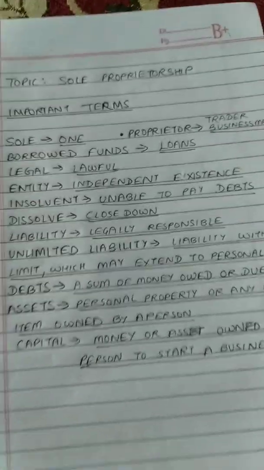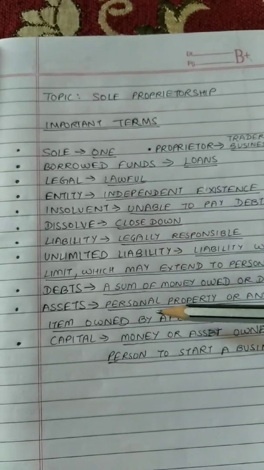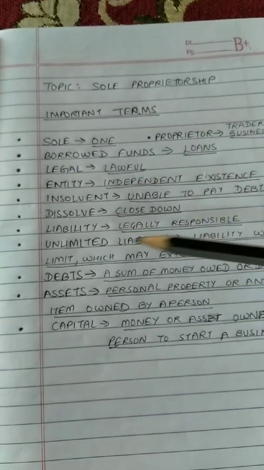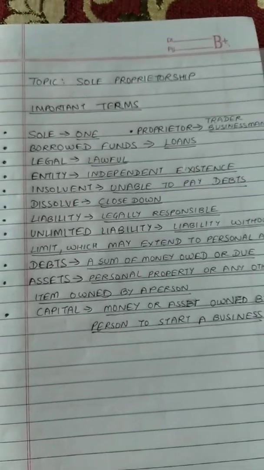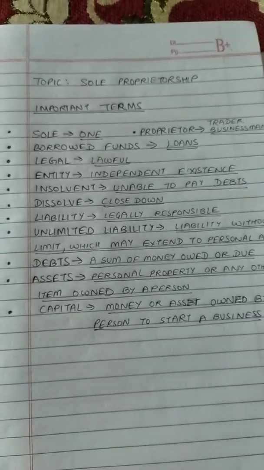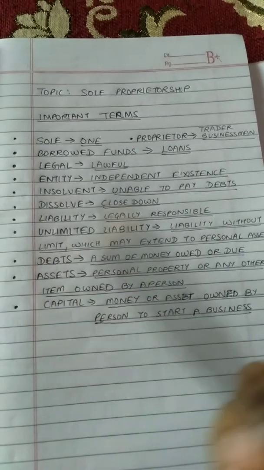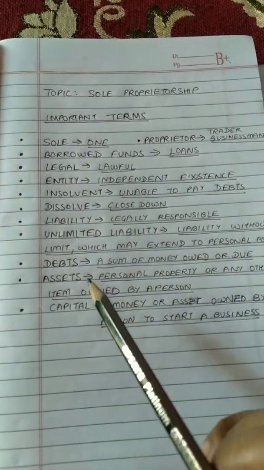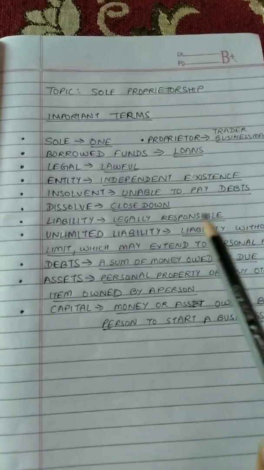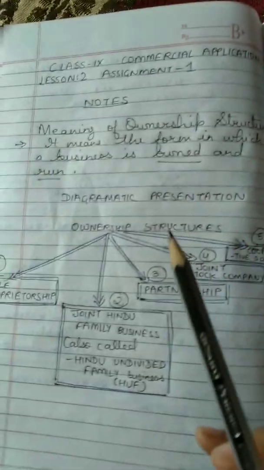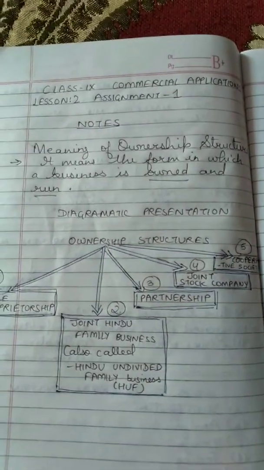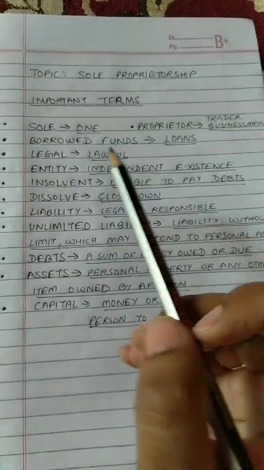Before starting with the chapter, here are a few terms and you should be clear about the meaning of these terms. Only then you will be able to understand the various topics given in this lesson. Because throughout the ownership structures, you will come across these terms. You have to write these terms in your registers, and you also have to draw this diagram and write the meaning of ownership structures in your registers in the beginning of lesson number 2.